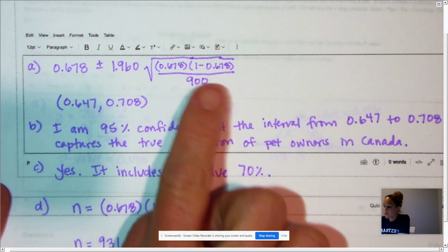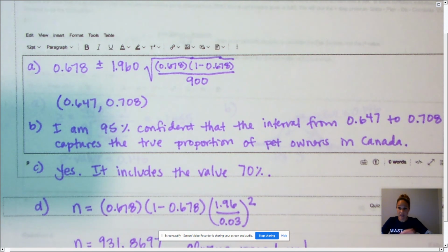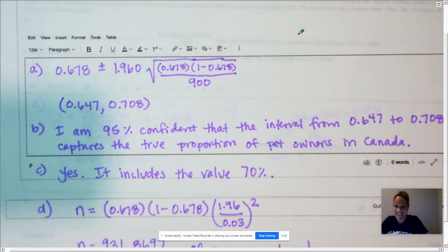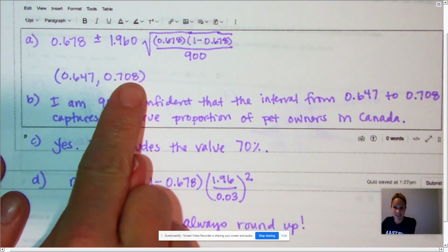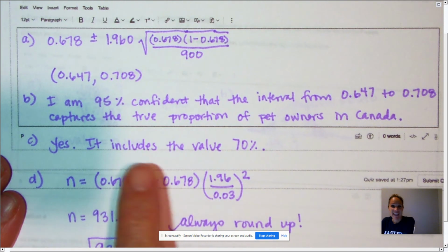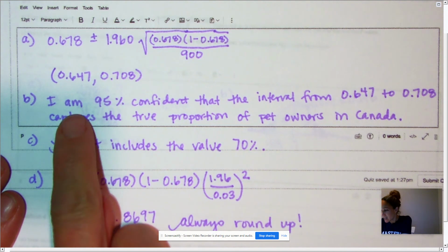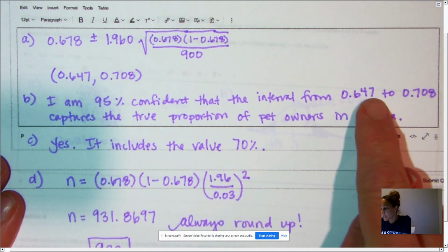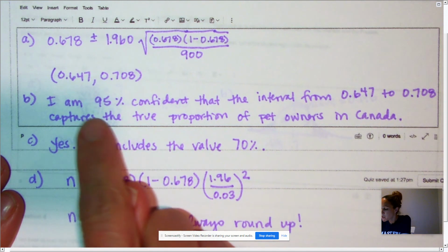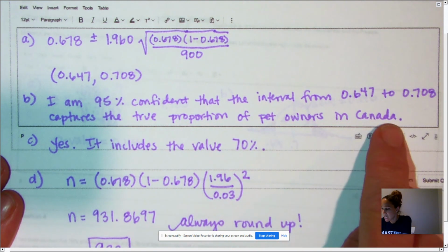And then again, you guys have a couple different ways to use technology on this. I'm going to go over this and then I'll switch to the technology and show you guys everything at once. So anyways, I will show you in just a minute how I got that interval from Stapplet. And then our conclusion is that I'm 95% confident that the interval from 0.647 to 0.708 captures the true proportion of pet owners in Canada.